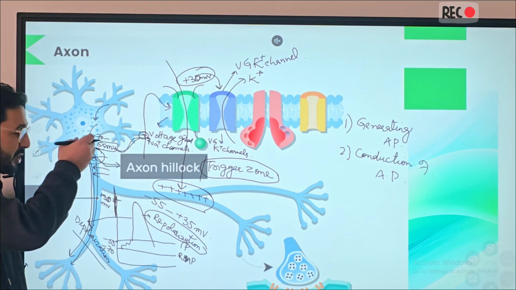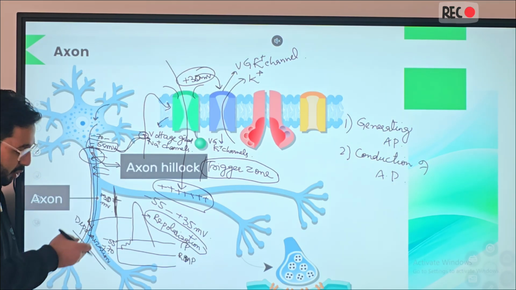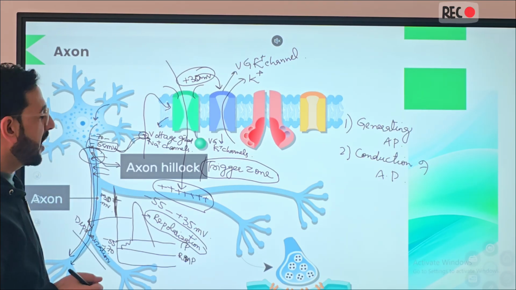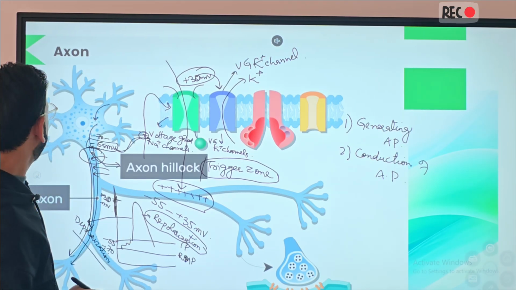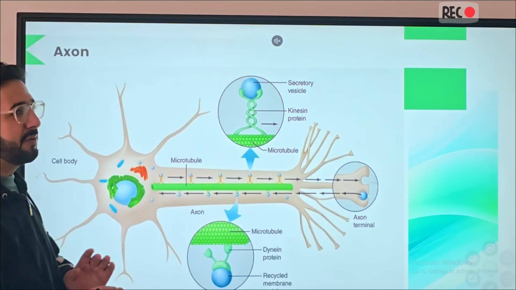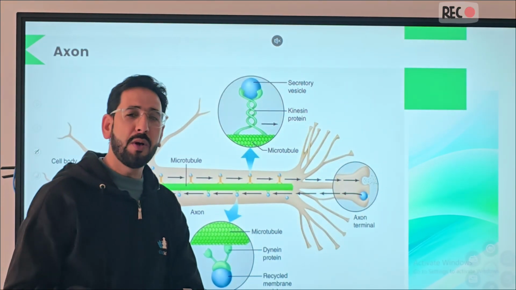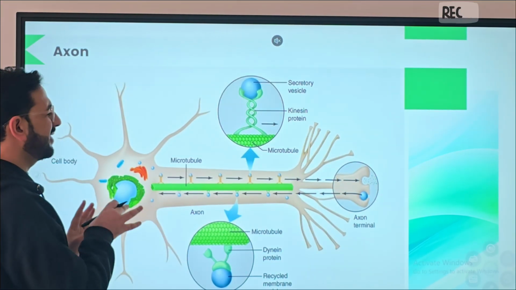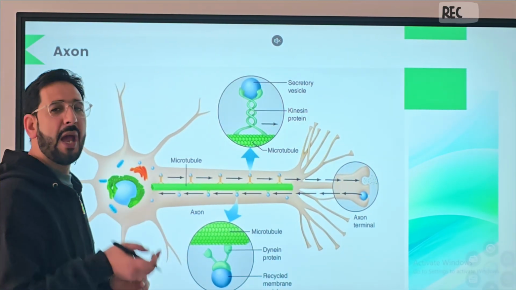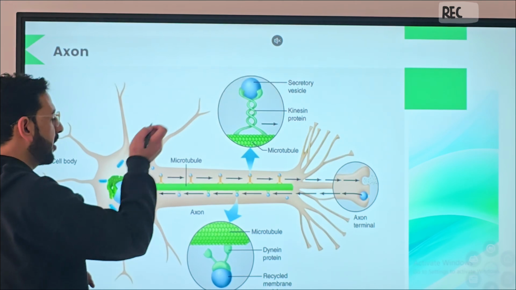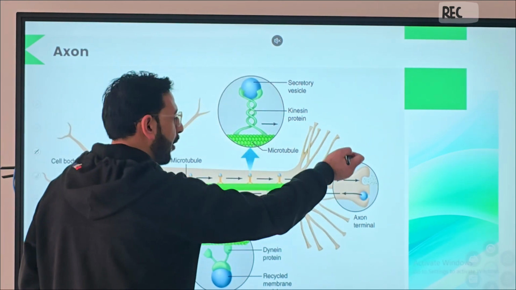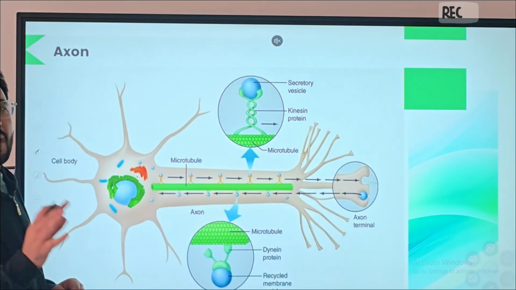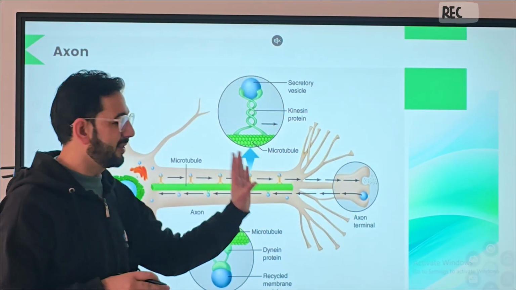So that has to be conducted all along the axon towards the axon terminal, and that is also done by the axon. Now, another important function of the axon is intracellular transport. What is intracellular transport? Suppose we have to transport certain things inside the neuron, from the cell body to the axon terminal, or from the axon terminal to the cell body. That transport is done by this axon.